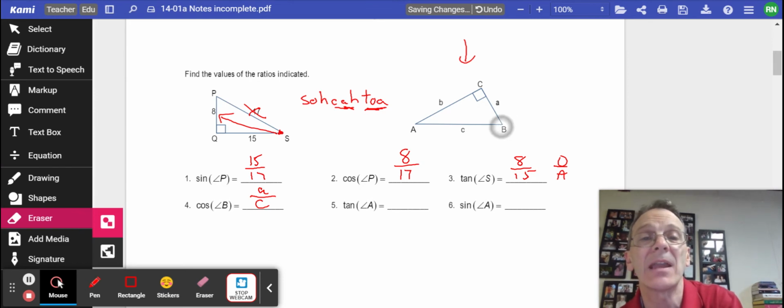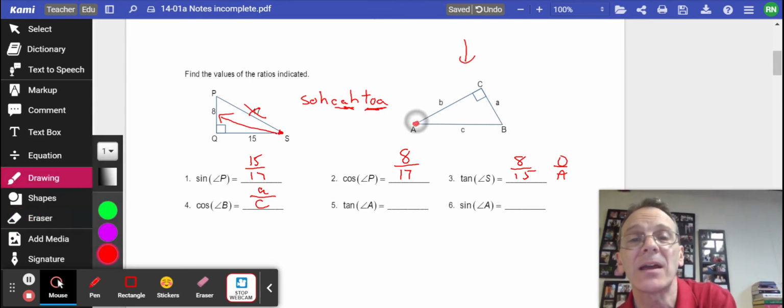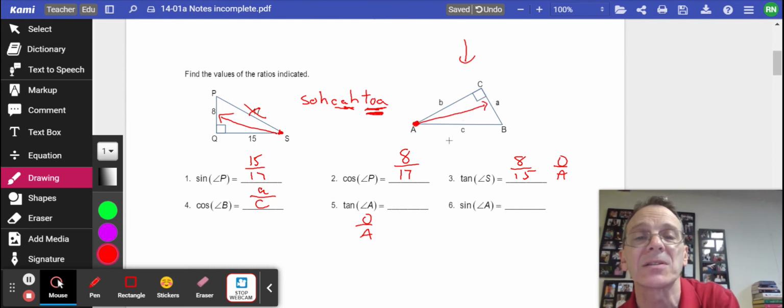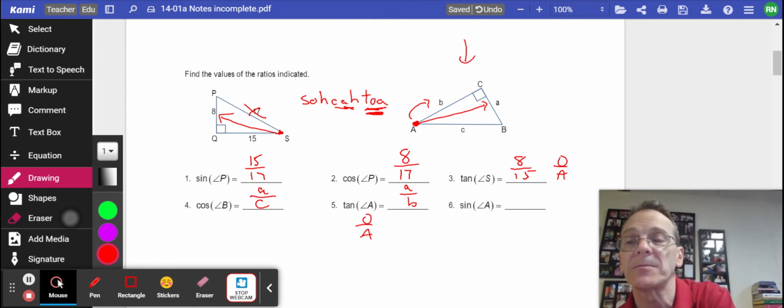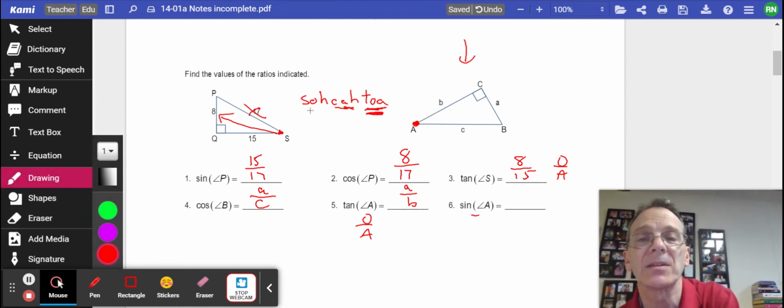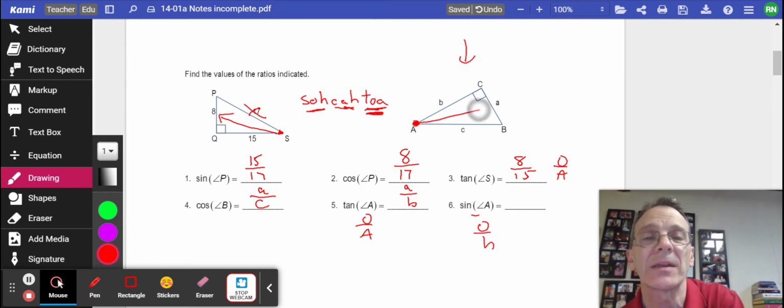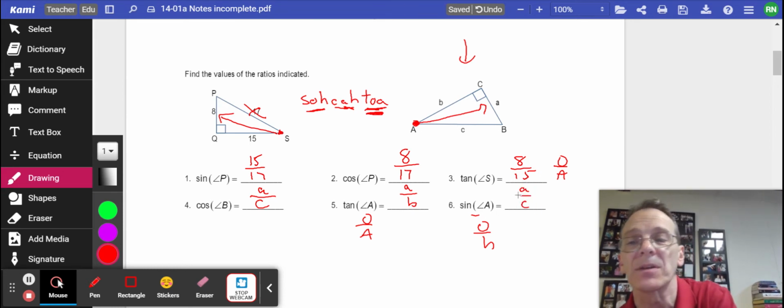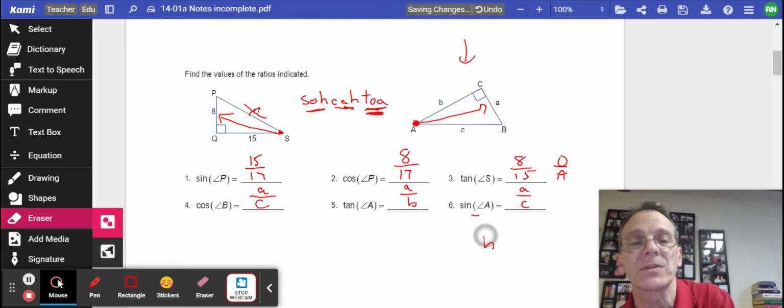Tangent of angle A. Let's jump over to angle A now, and the tangent is opposite over adjacent. From angle A's point of view, the opposite is lowercase a, and the adjacent is lowercase b. Sine of angle A. From angle A's point of view, SOHCAHTOA tells me it's opposite over hypotenuse. The opposite from angle A is side length a, and the hypotenuse is c. There's your 6 answers to those 6 questions.